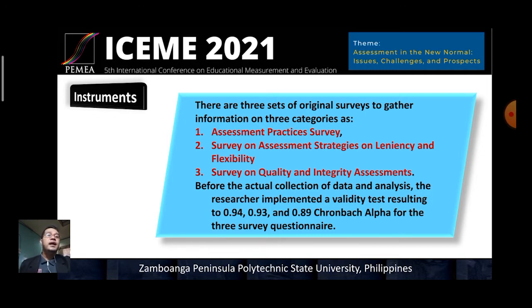Before the actual collection of data and analysis, the researcher implemented a validity test resulting to 0.94, 0.93, and 0.89 Cronbach alpha for the three survey questionnaires.